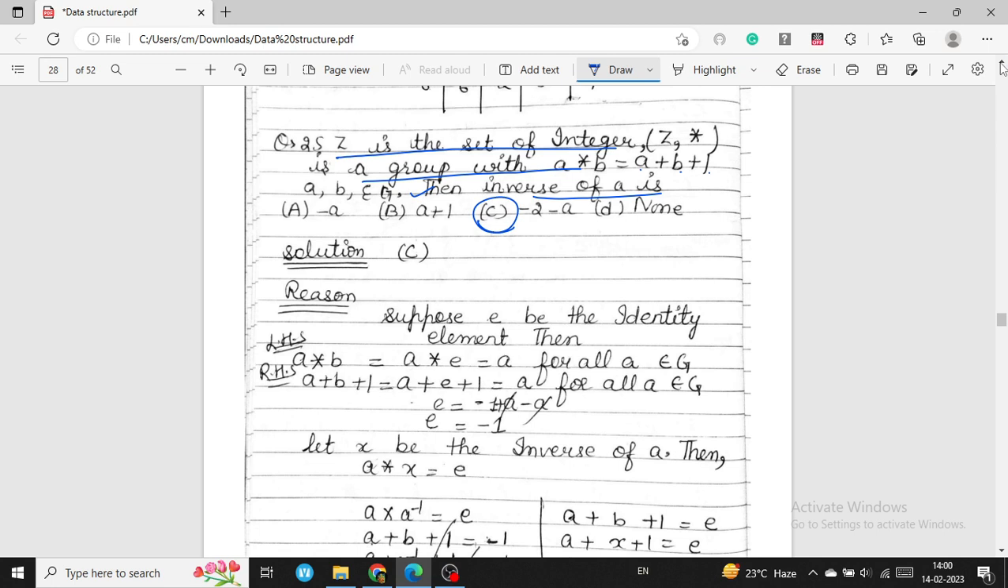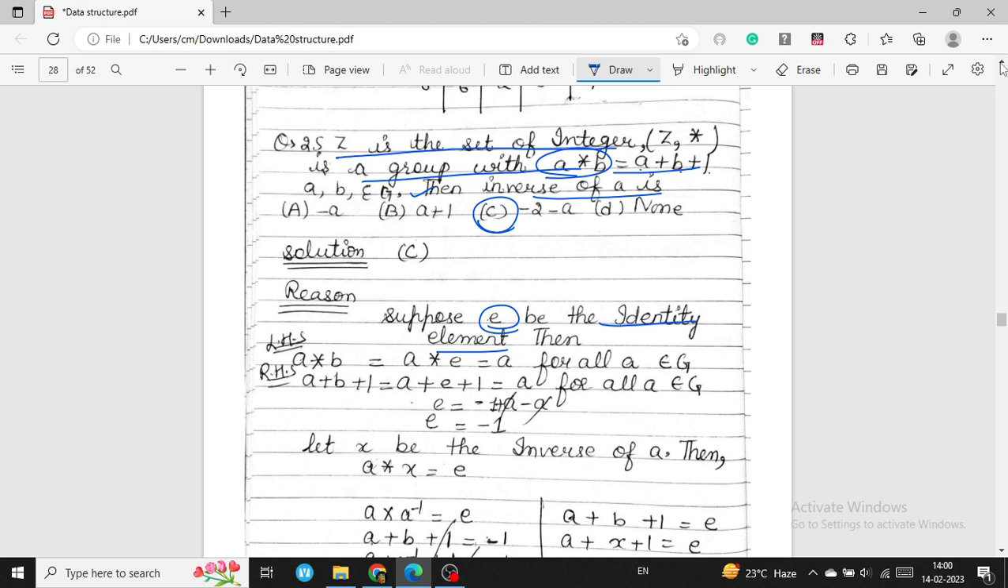How to find it? For this, first of all, suppose e is the identity element. We assume here e is the identity element. Then on the left side, we take this statement, a * e. Put the value.